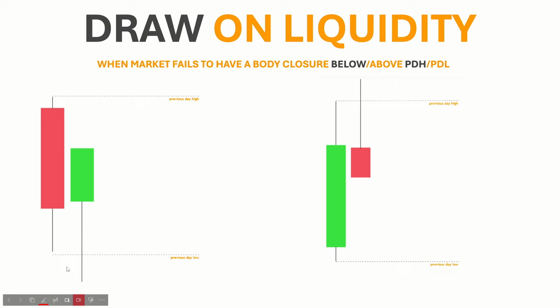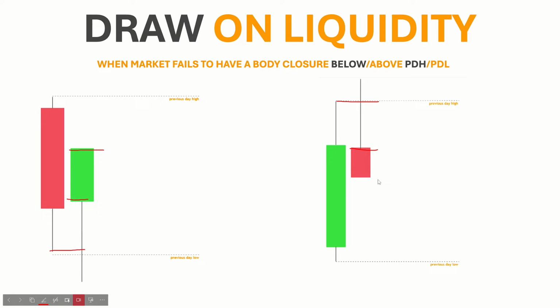Now, the logic behind this is pretty simple. Market has come to take the liquidity before coming to reverse. And as you guys can see, we do get body closure within the previous day low and previous day high. Within our trading range, we get body closure back into the zone, which most likely would assume a reversal.